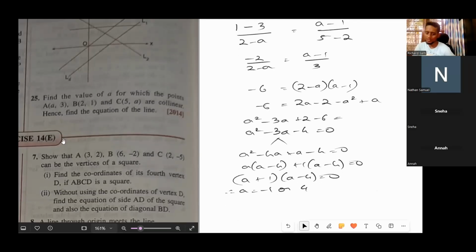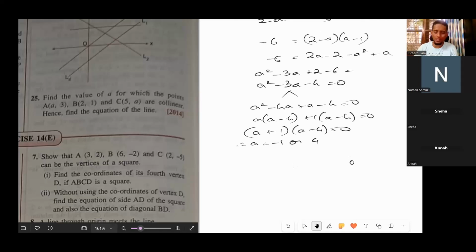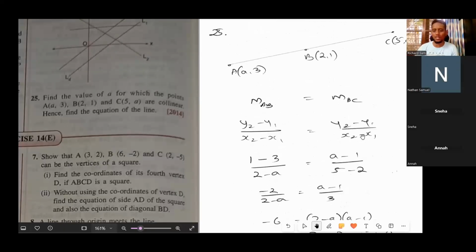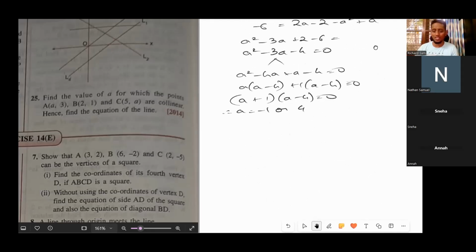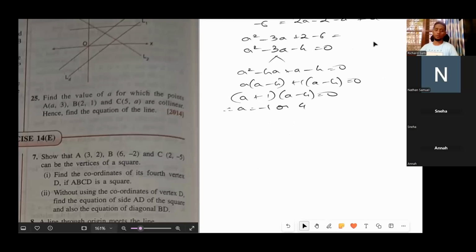Hence find the equation of the line. So you have two lines now. If you use minus 1, you'll have one line. If you use 4, you'll have another line. So you'll also have two equations. When you use minus 1, you'll have one equation. When you use 4, you'll have another equation. Is that clear? Okay, so to find the equation of a line, we can just use any of the 2 points. We don't have to use all the 3 points. We can use the 2-point formula. Just check behind whether they have given one equation or two equations.